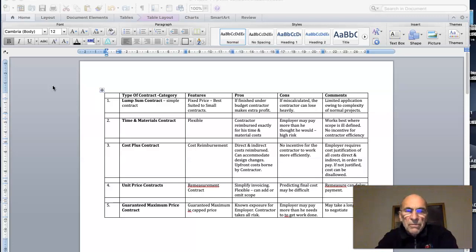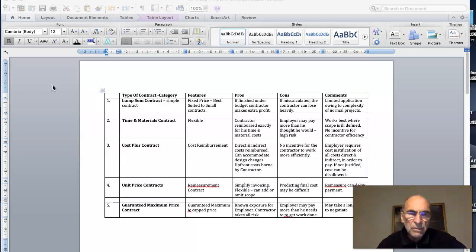So this type of contract has limited application owing to the complexity associated with normal projects. There are usually lots of variables with contracts, so it's very unusual to have a lump sum contract. However, it's not impossible to do that if both parties agree and both parties are willing to take the risks involved. So the second type of contract is a time and material contract.